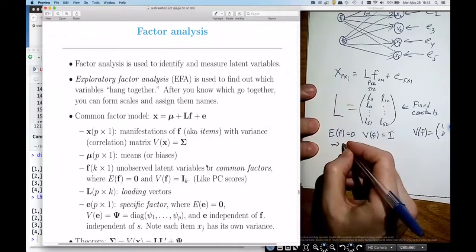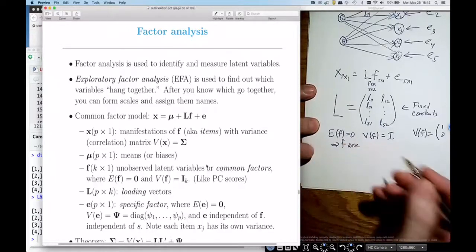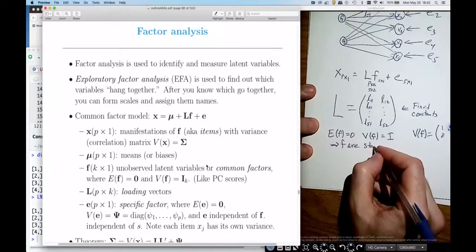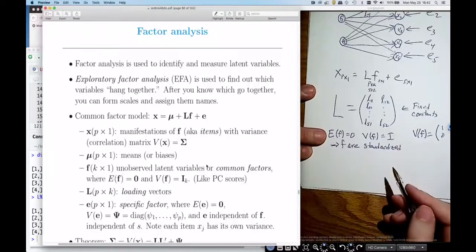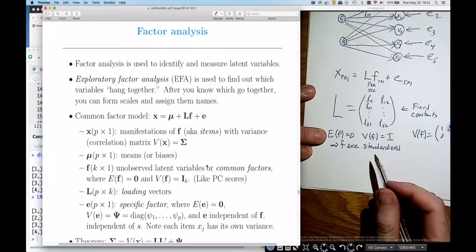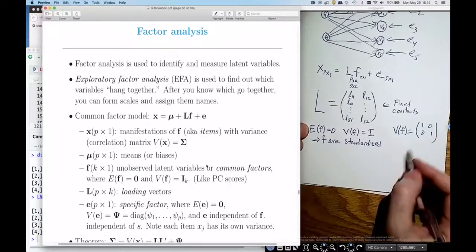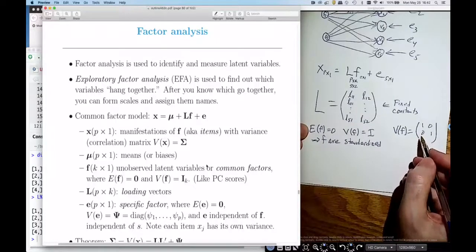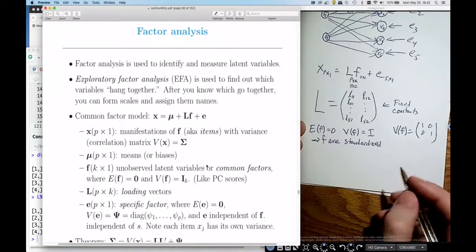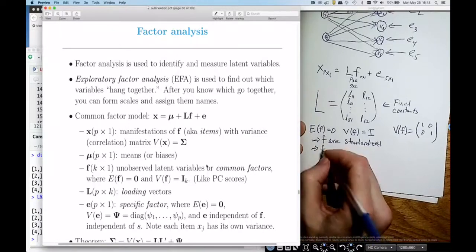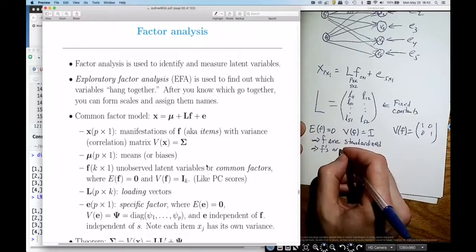So this implies the f's are, you could call them, standardized variables. So they're standardized and they have mean 0 and variance 1. And my model right now is assuming that they're uncorrelated with each other. Now we're also going to be assuming that f is normal. And so when you have uncorrelated normal random variables, that also means they're independent of one another. But suffice it to say, our f's are uncorrelated.